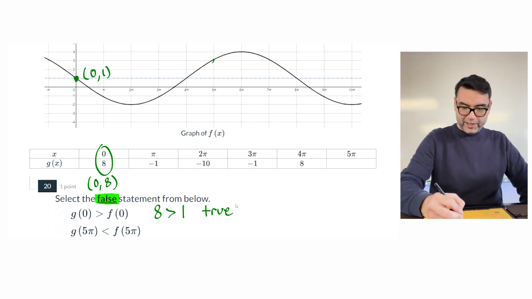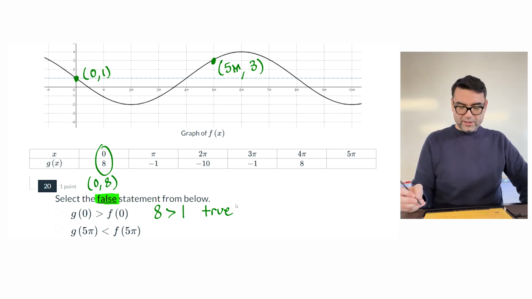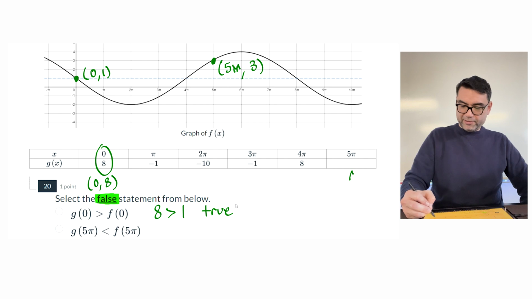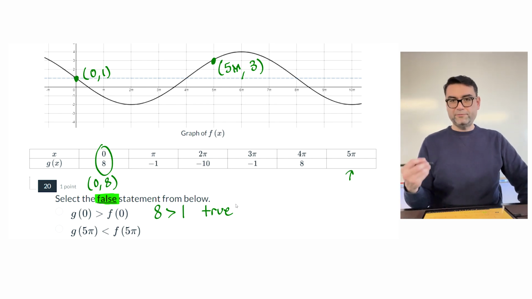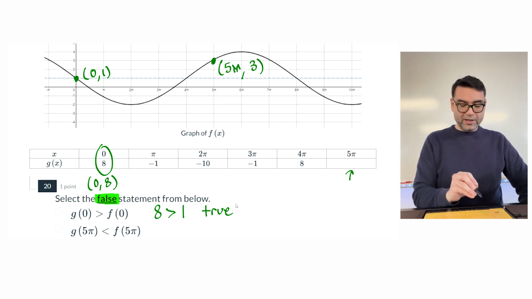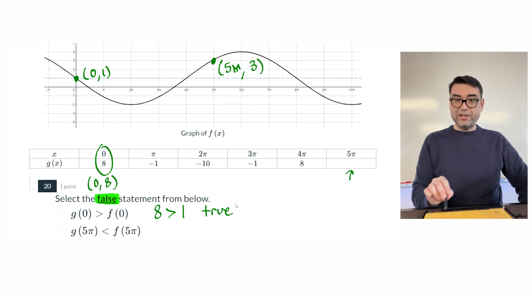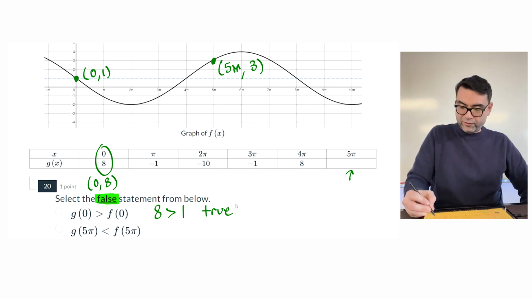f of 5 pi would be right here. So at 5 pi, this function is at 3. But g of 5 pi wasn't completed for us. If you recognize you have a periodic function, you should be able to recreate the value quite nicely. So my function goes 8, -1, -10, -1, 8. After 8, it just repeats the previous 8. So this should be -1. So this would be 5 pi, -1.